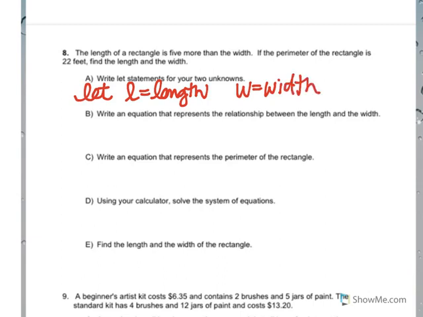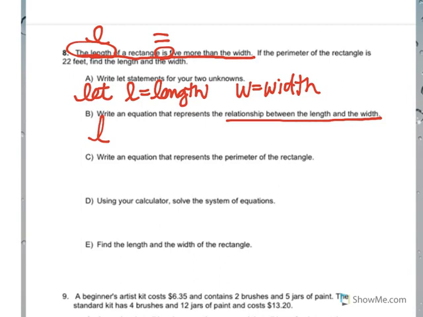So the first equation that they ask us to write is the relationship between the length and the width. So look, that's the first part of this. The length of the rectangle is 5 more than the width. So let's write that. The length is, that means L equals. So L equals 5 more than the width. So that's W plus 5. There's the equation for the relationship.